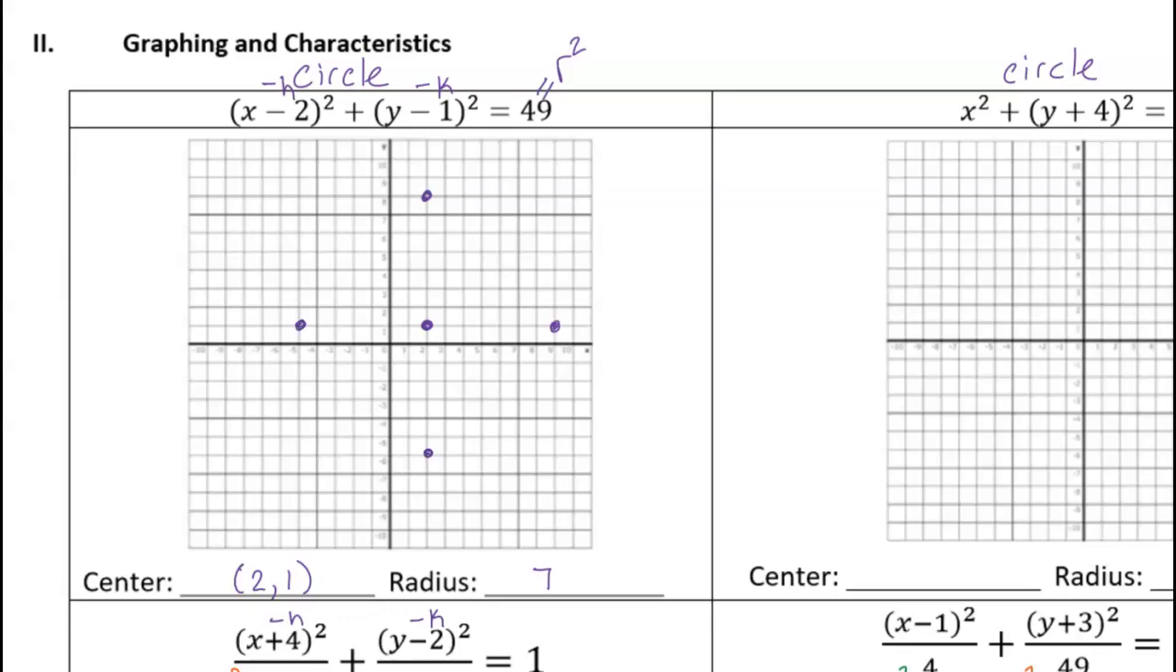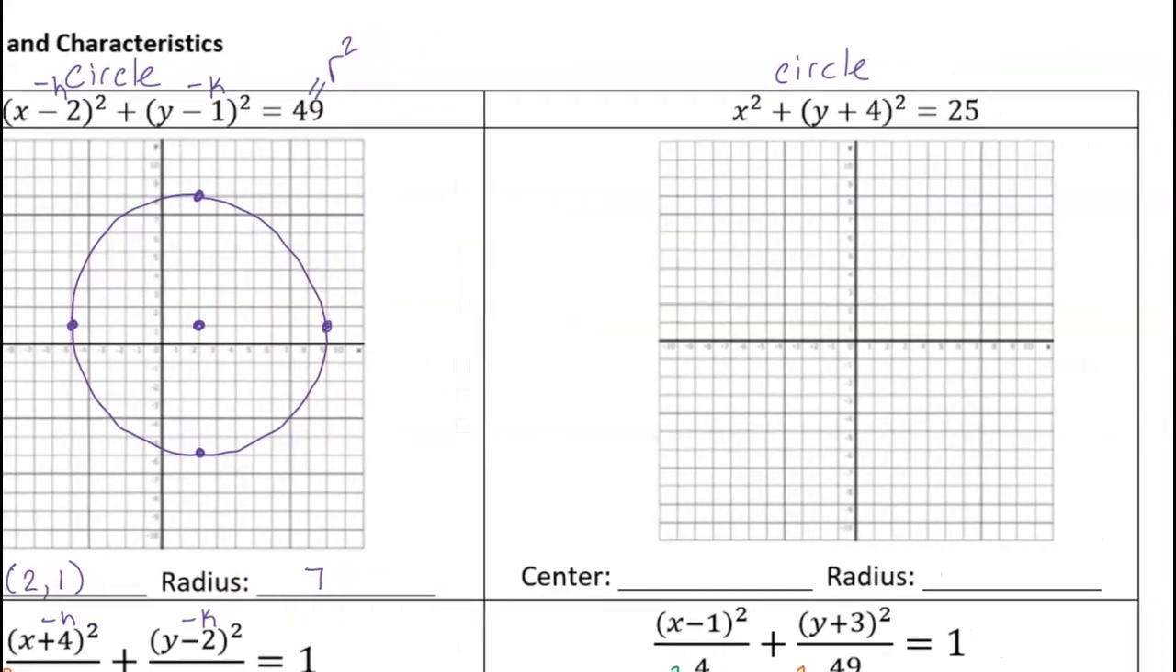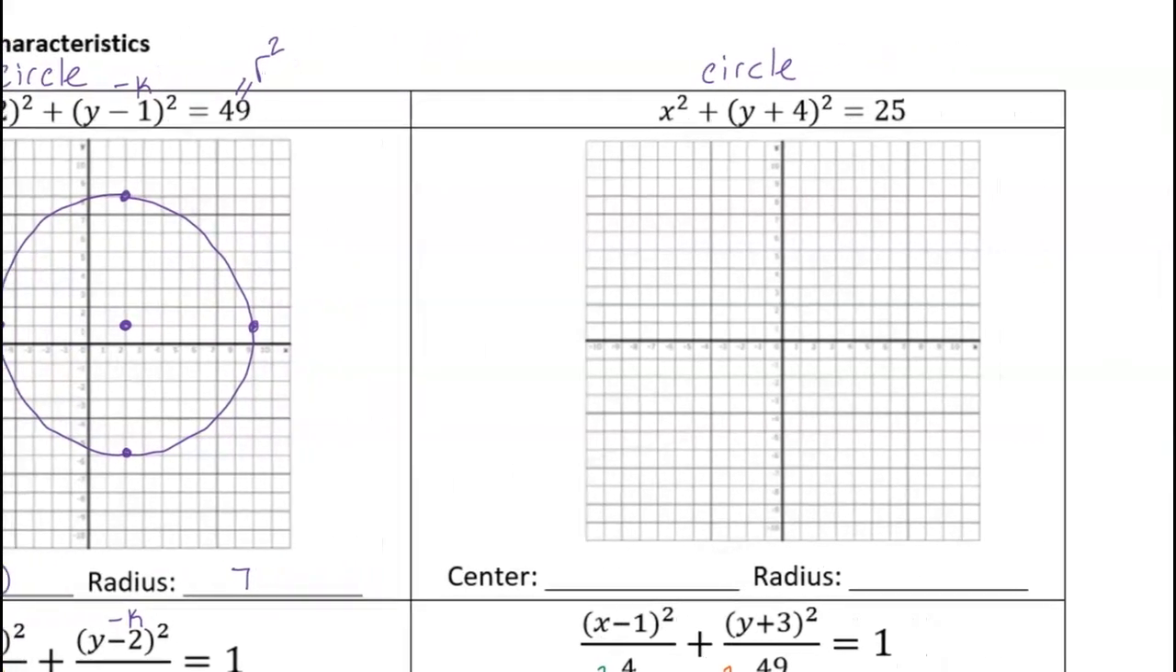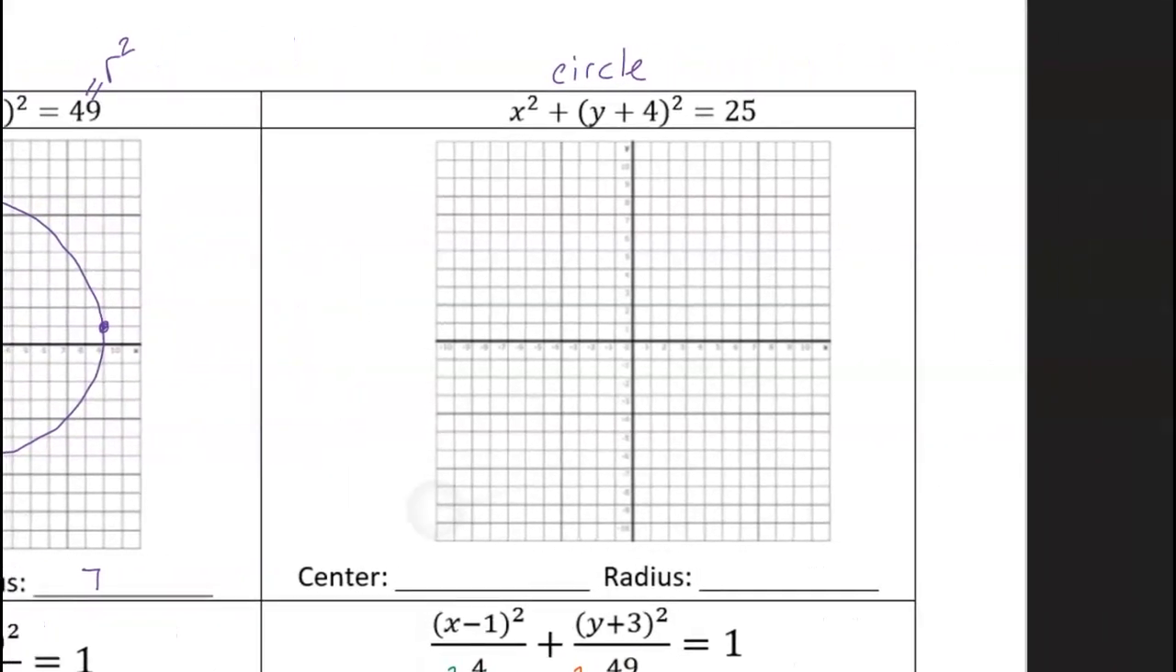And then to finish graphing a circle, you connect your points, which is very tricky. Okay, that's pretty good. And we're done. We're done with graphing a circle. Circles are the easiest to graph out of the conics.